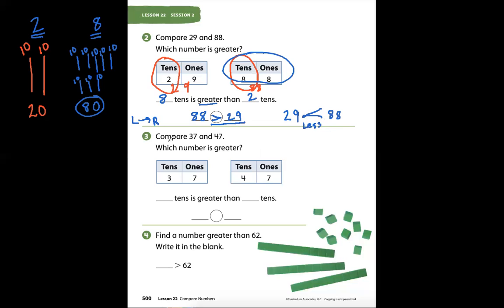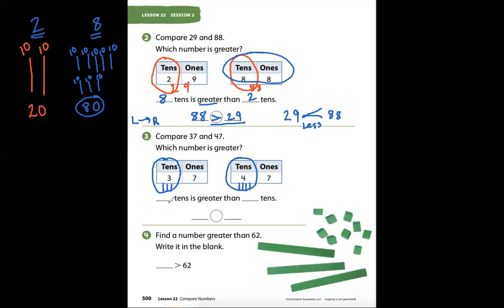Problem number 3 says compare 37 and 47. Which number is greater? 3 tens, 7 ones. There are 3 tens in 37. There are 4 tens in 47. They have the same amount of ones. It's always important to look at the greatest place value when you are comparing numbers. 3 tens is less than 4 tens.